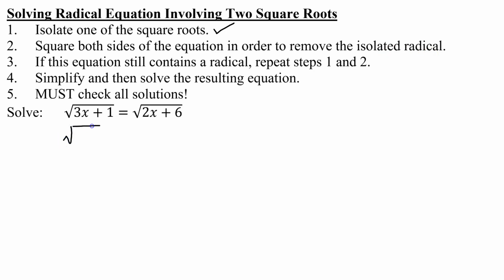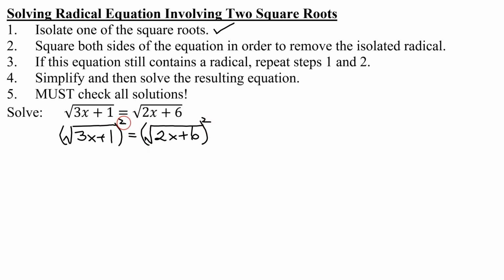Step 2 says to square both sides of the equation in order to remove the isolated radical. So I'm going to take my square root of 3x plus 1 on the left-hand side and square it. And then on the right-hand side, I have to square this square root too. So I've got the square root of 2x plus 6 all squared.